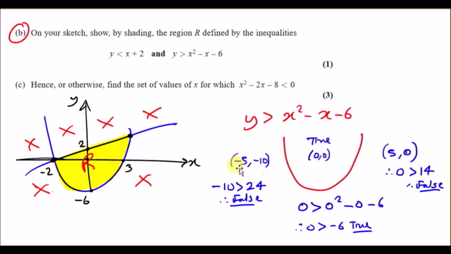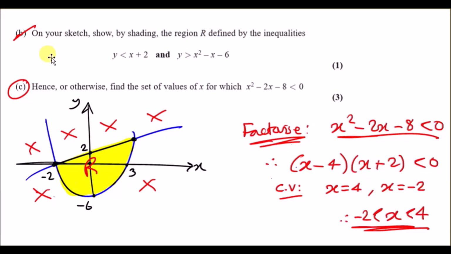You can test it as well. I tested it to show you guys. We plug in other coordinates, you get false. So then you just put x's on around it and make sure you shade in the middle and call it R. And that's it.